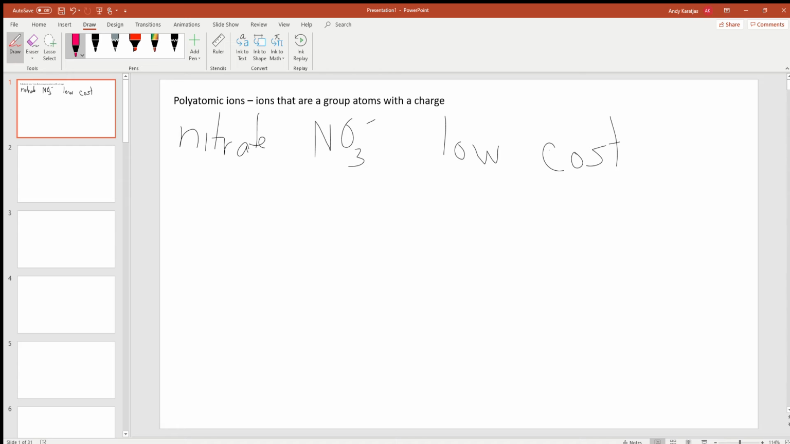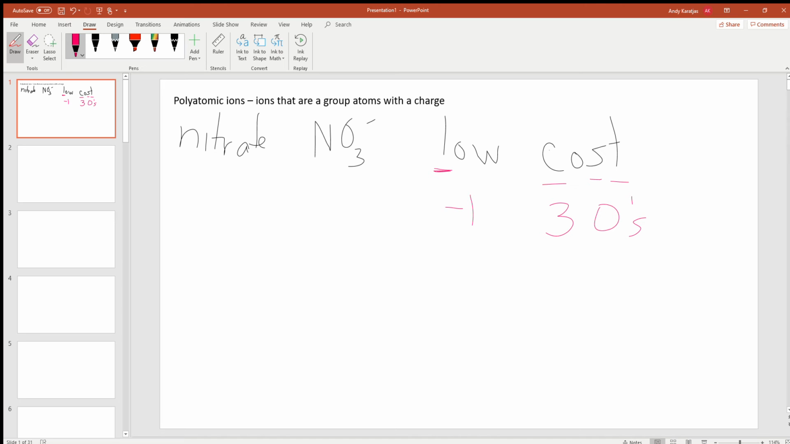Now if we look at the word low, low has one consonant sound. The word cost has three consonant sounds. So that first word low, and this is the way it's going to be, each of these is going to represent our charge, -1. The second word, cost, has three consonant sounds, and that's going to represent 3 oxygens. And that's what we can use to remember these.